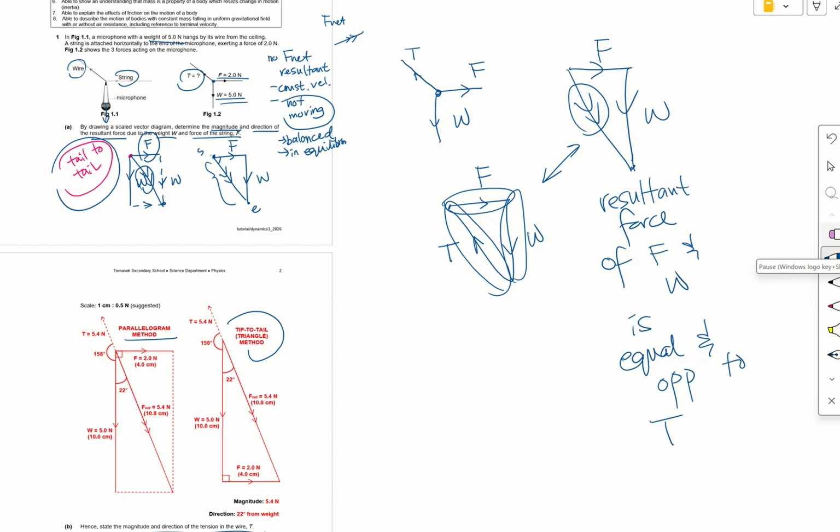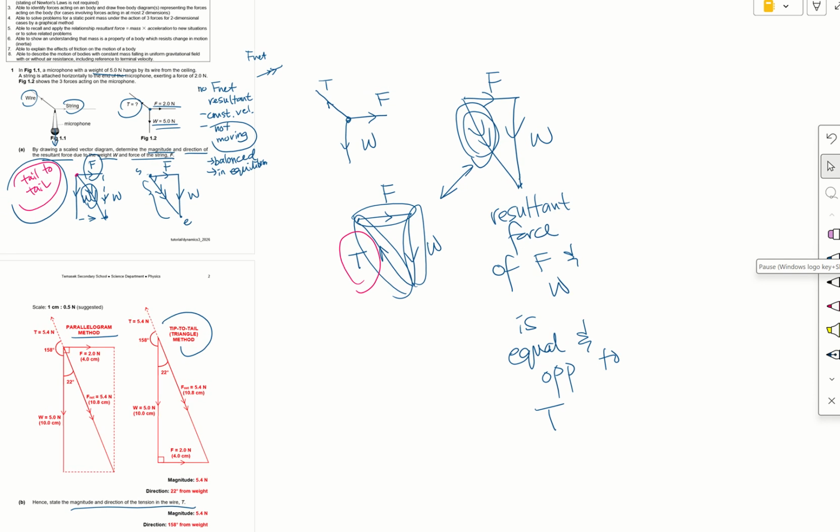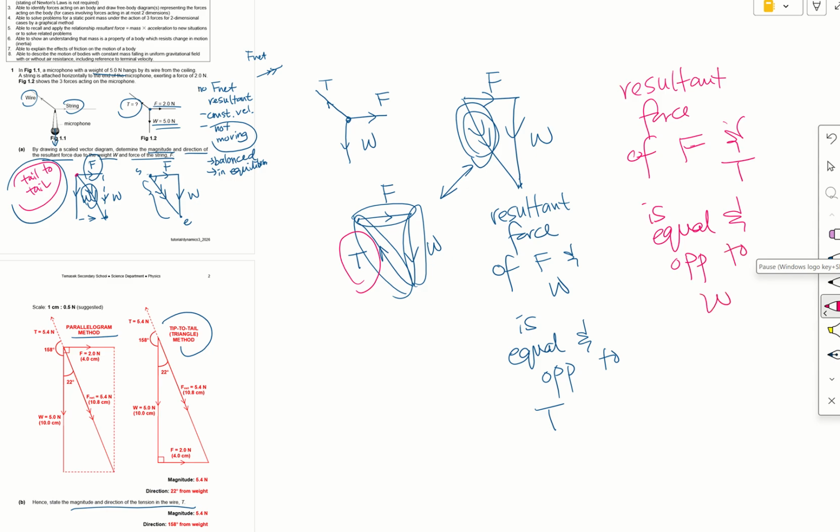Okay, so basically the resultant force of F and W is this. It is now balanced by your T because they are in opposite direction and having the same magnitude. Okay, similarly I can say that the resultant force of F and T again is equal and opposite to W.